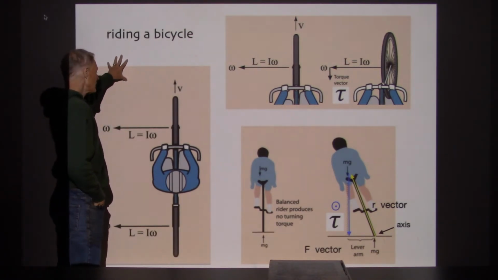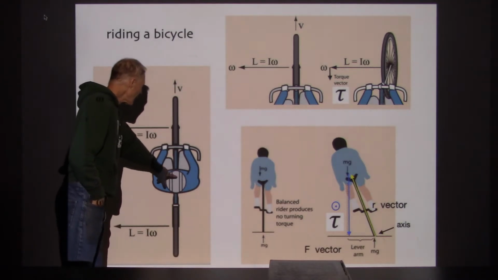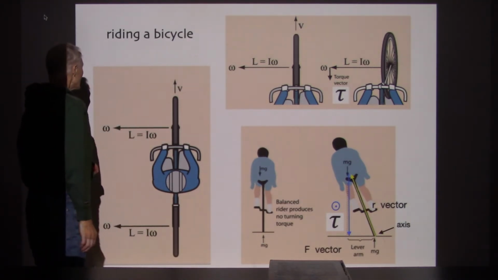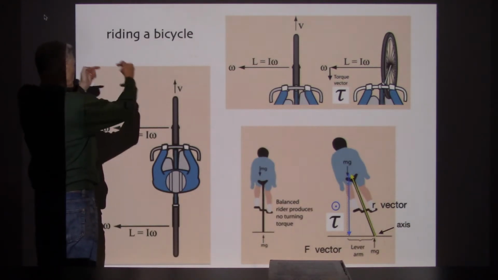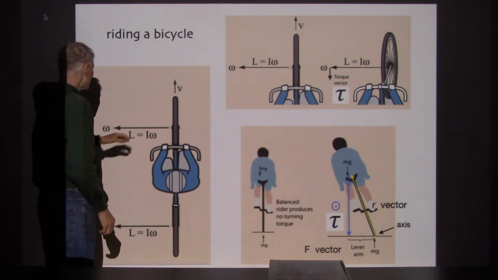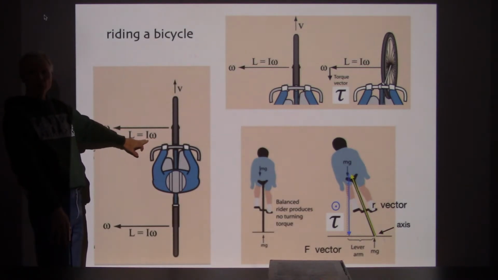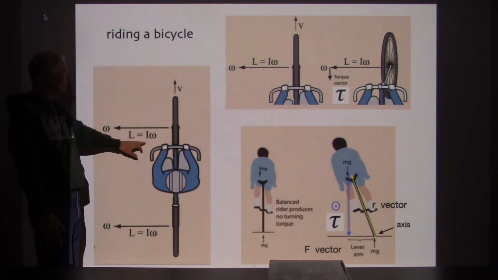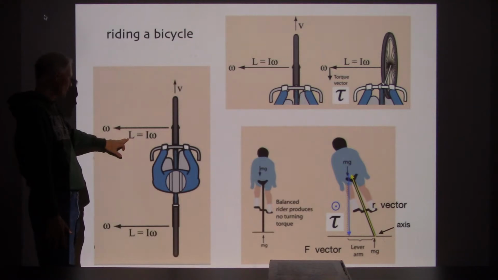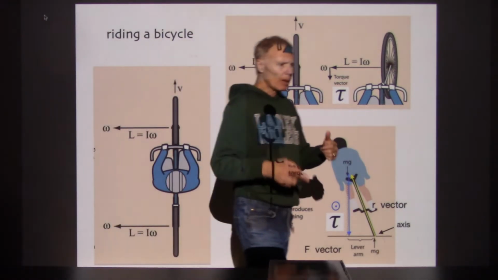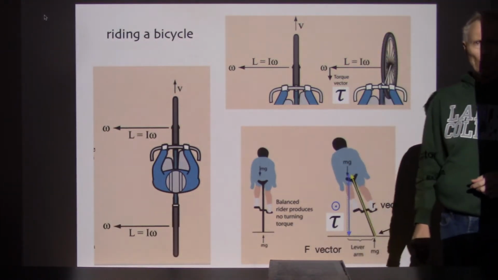So this is riding a bicycle. Here is a top view. We're watching somebody riding a bicycle down the street. Now, the wheels are going around in this direction, and that says that we have an angular velocity, there's a rotational inertia of the bicycle wheels, and from those we can calculate the angular momentum. So when I'm riding along, I've built up a lot of angular momentum in the wheels.